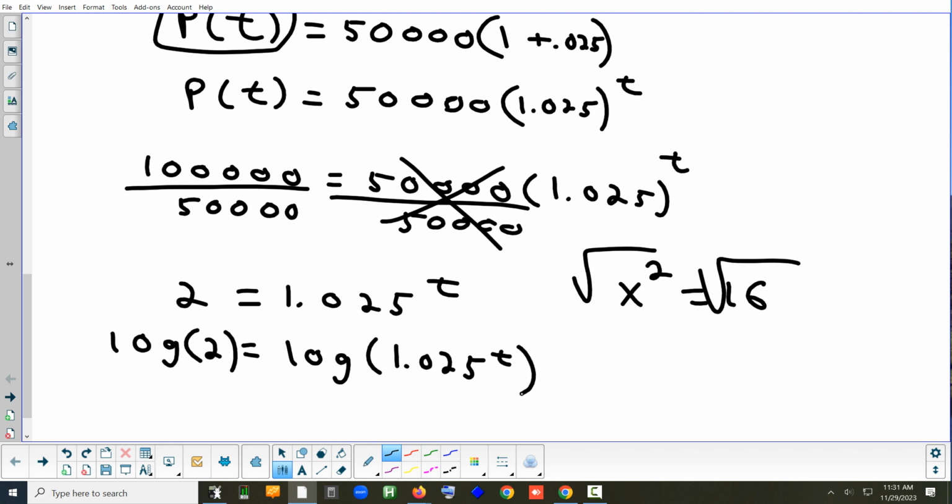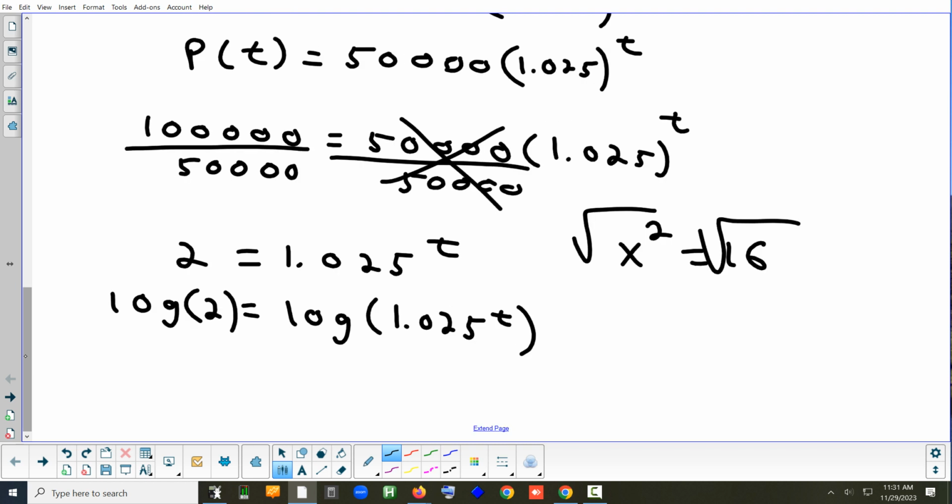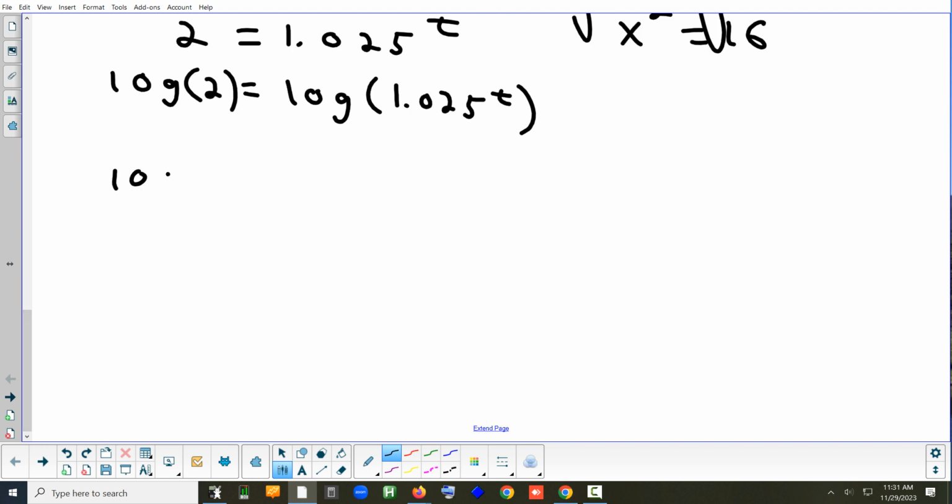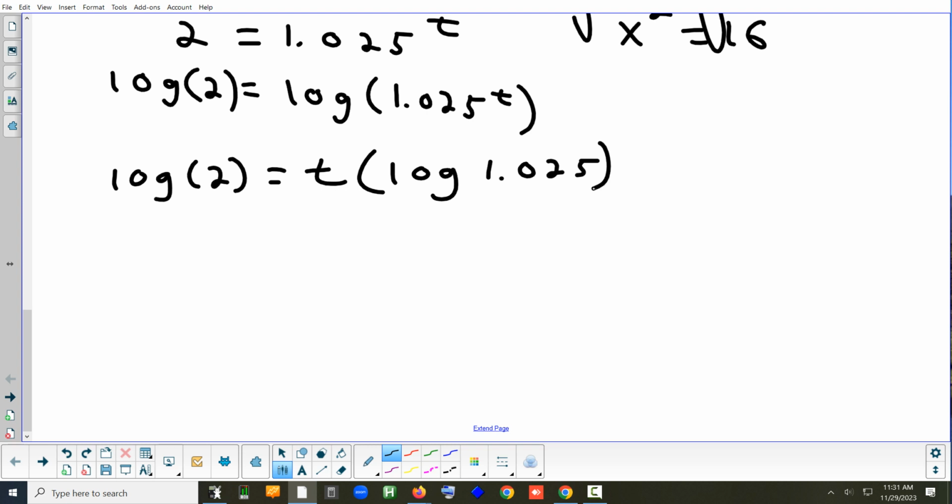Log is a function like any other function. Square root, squaring, you can do it to both sides. All right, now, what can we do with the t? Now you can put it in front. So you have log 2 equals t times the log of 1.025. Now, what would be your last step to get the t by itself?